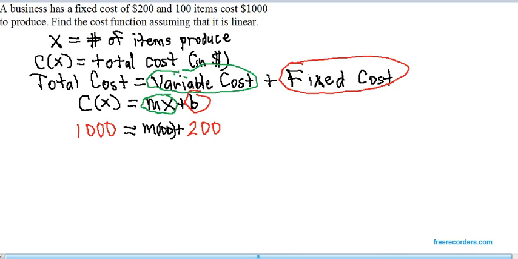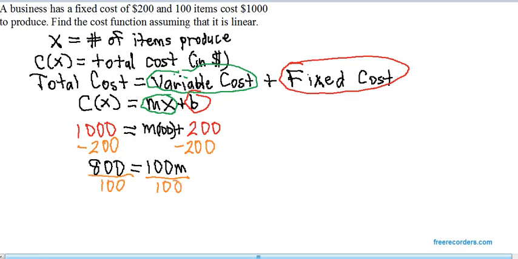To solve this equation for m, I'm first going to subtract 200 from both sides of the equation. On the left side, 1,000 minus 200 is 800. On the right side, the plus 200 and minus 200 cancel. I'm just left with m times 100, which of course in algebra we would typically write as 100m. And now to get the m by itself, we divide both sides by 100, and m is equal to 8.